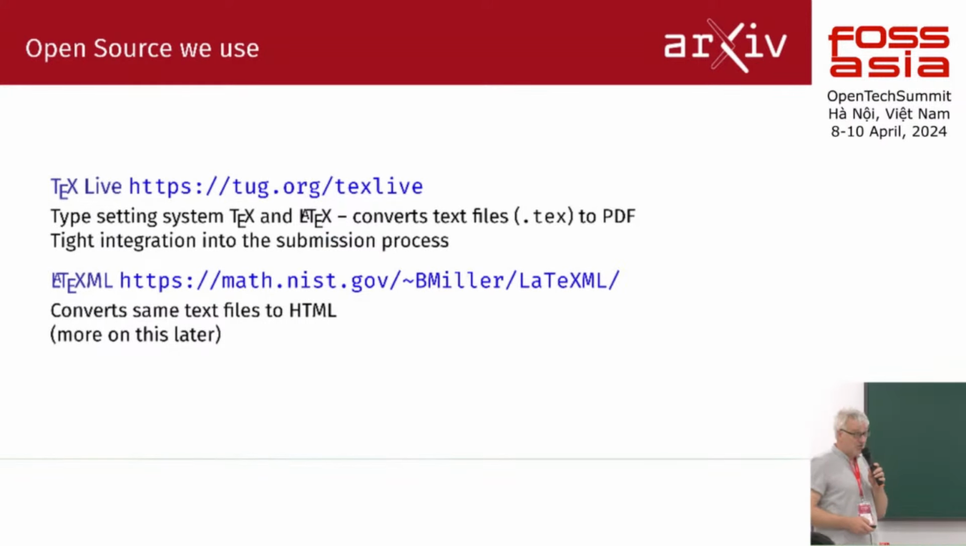So open source, we use a lot of open source. So we use TeX. It's a typesetting system, very popular, very common in mathematics, physics, a bit less in computer science, but still. You have a text file and it's converted to a PDF more or less. And we use another open source program, LaTeXML, which is developed by NIST. I will go into this a bit later.